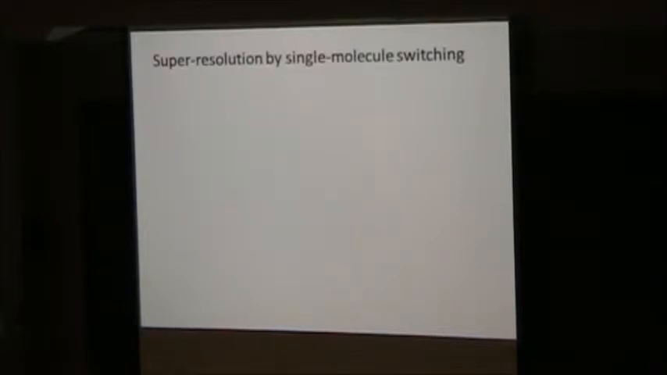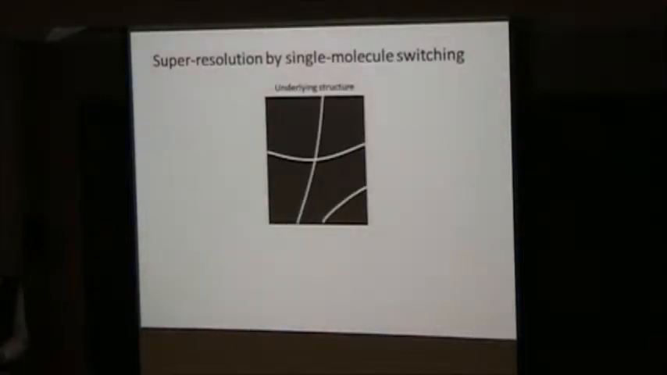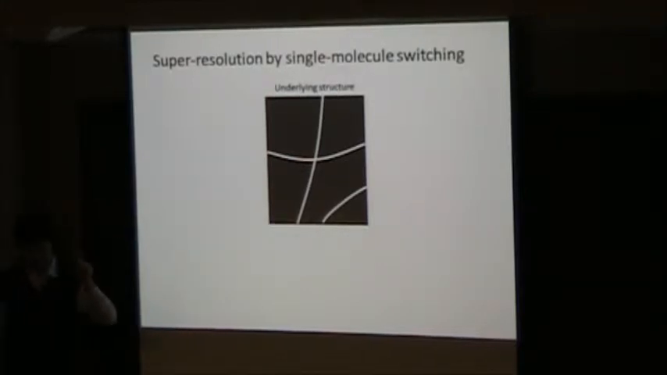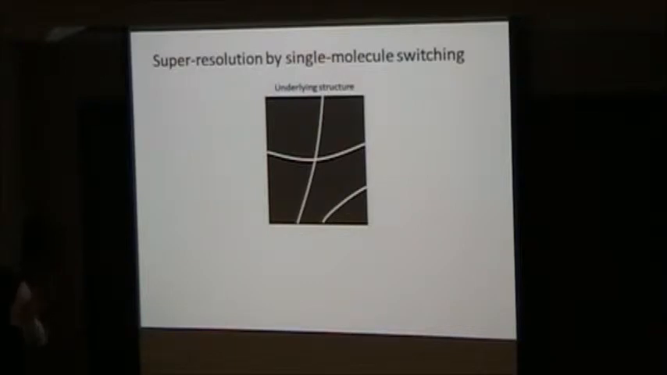I'm just going to go briefly over its basic principle. And so we have a structure in a cell, say these three lines. And we know any of these structures are made of discrete molecules. We never have a continuous structure in the cell.